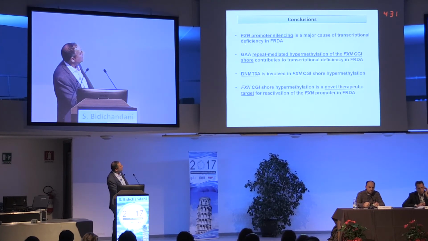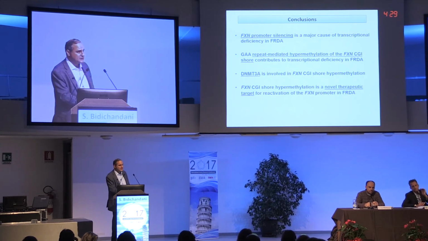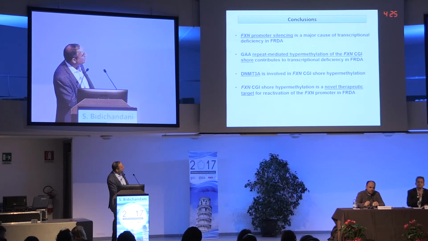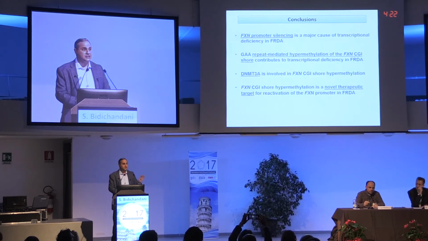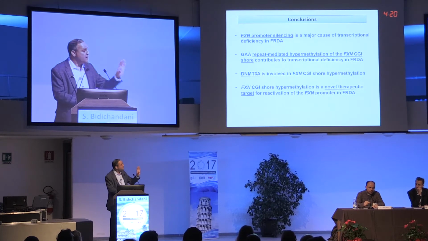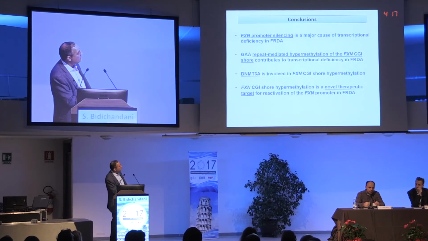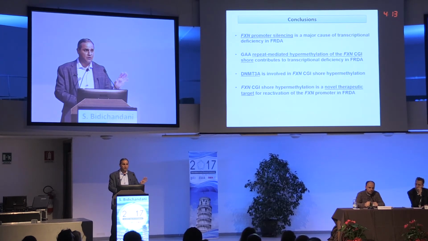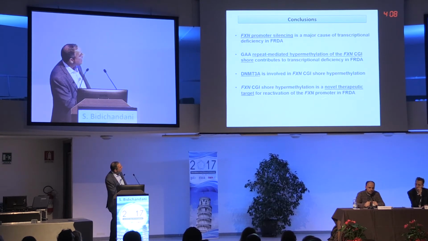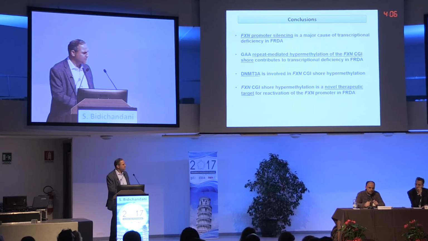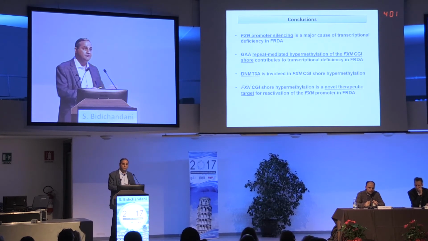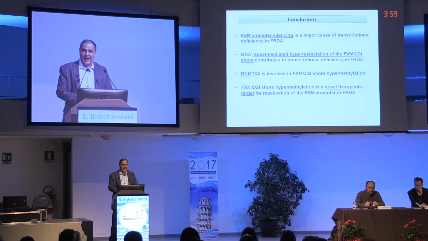So let me just conclude by saying that frataxin promoter silencing is a cause for transcriptional deficiency in FA, and that repeat-mediated hypermethylation of the CGI shore is involved. So now this is a new target here, okay? The CGI shore seems to be playing a role in transcriptional deficiency, and DNMT3A seems to be a mediator of this. We don't know if it's the only mediator, but it certainly is an important mediator of this methylation, and this establishes this change as yet another target, and perhaps the need for targeting both repressive chromatin and this methylation signal.